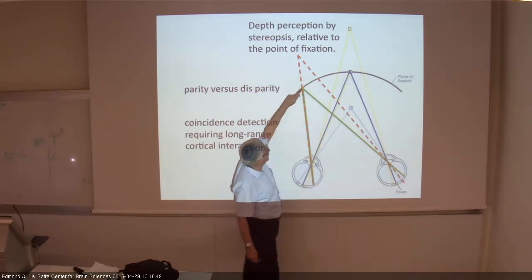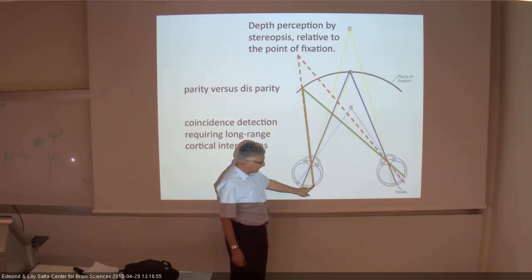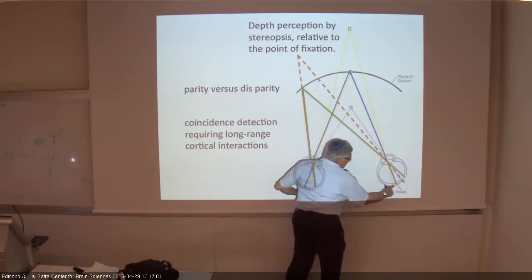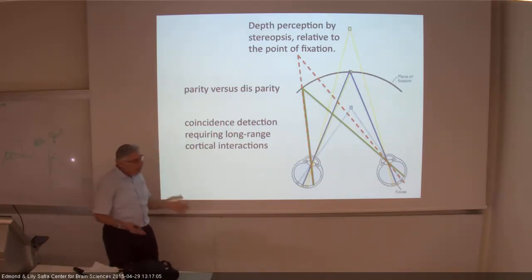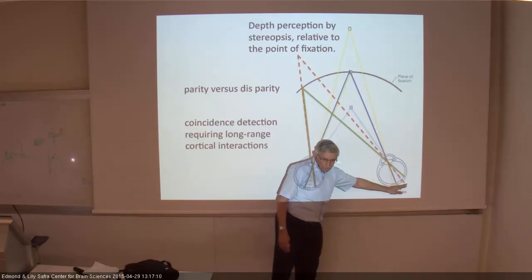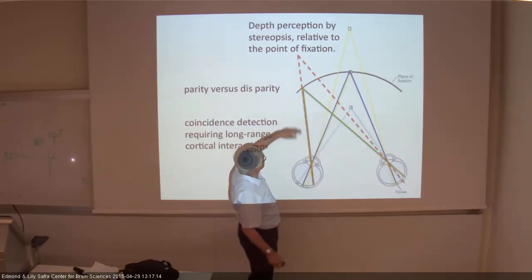Now what about this point? This point is also on that curve. It falls on a different point, not on the fovea. How far from the fovea? Let's call it 2 centimeters. How far from this fovea? Also 2 centimeters. That's parity, equality between the two. They both fall the dead same distance from the focus. Okay? Clear?